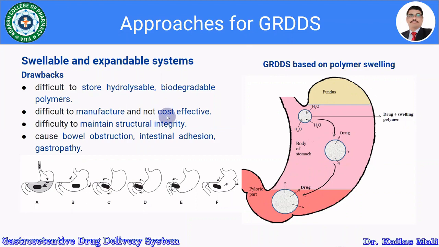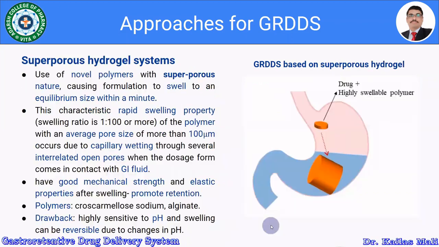Let us move towards the next approach. The next approach is the superporous hydrogel system. This is an extension of the swellable gastroretentive drug delivery system. Here we are using novel polymers with a superporous nature, causing the formulation to swell to an equilibrium size within a minute. So look at this figure.